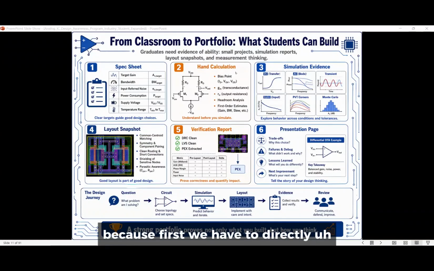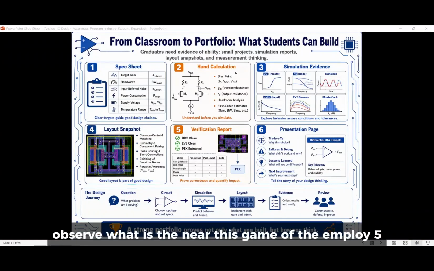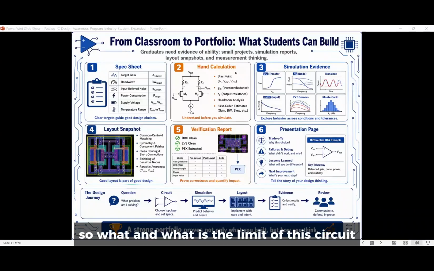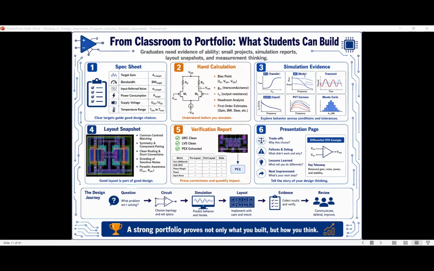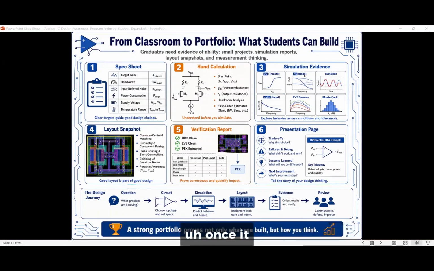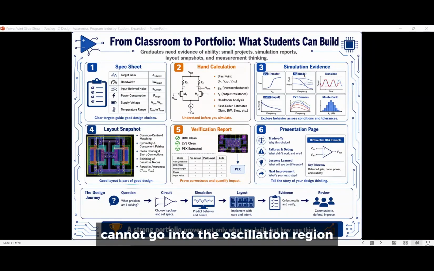Because first we have to directly observe the near DC gain of the amplifier. We still have to evaluate the bandwidth of this circuit, and the limit of this circuit when the gain drops to zero. At this point, we still have to observe the phase of this circuit. Why is that? Because we have to see the phase margin. We must make sure that once this circuit has been optimized, it cannot go into the oscillation region, which is an unstable region, right? In analog design, the amplifier cannot be an oscillator.